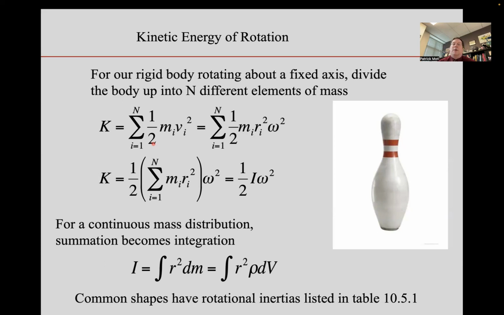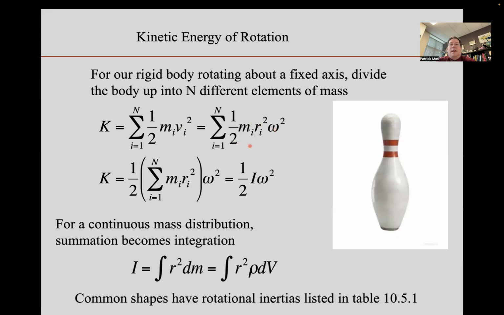If instead the bowling pin is rotating about an axis, then this v is no longer the same for every piece. Every piece has its mass, and it has its distance to the rotation axis. So this r_i is the perpendicular distance to the rotation axis, which will be the shortest distance to the rotation axis. So v_i breaks up into r_i times omega, where omega is the angular speed that our bowling pin is rotating at.